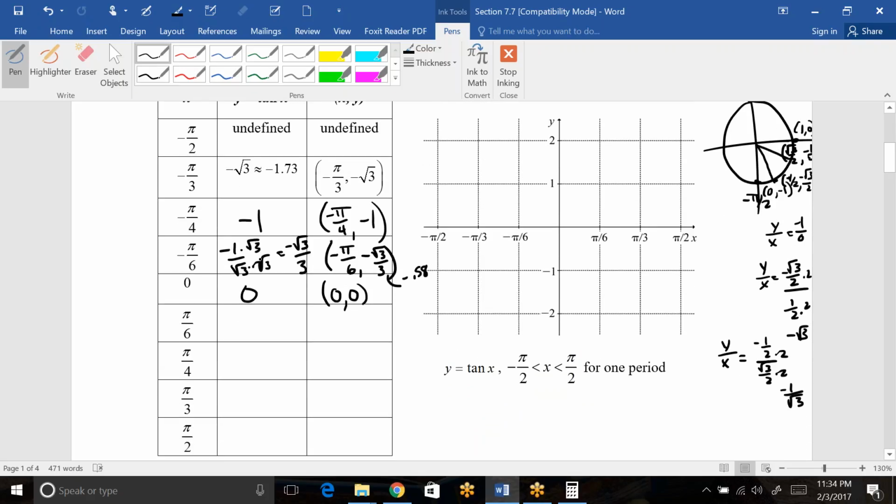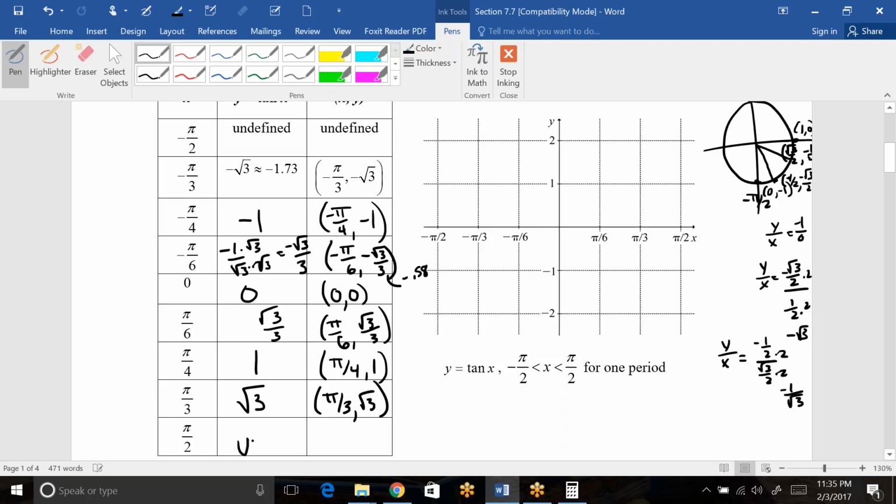Pi over 6 is going to be kind of a mirror image of negative pi over 6 because it's the same reference angle up here. The only difference is everything's positive. So this one's going to be positive square root of 3 over 3, or positive 0.58. Pi over 4 is the mirror image of this, again, because tangent, when you're dealing with the angles, is all based off of y over x, and the y and x are the same here except for their signs, as they were for negative pi over 4. So that's going to be 1, since it's in the first quadrant. And then pi over 3 will be the mirror image of this, but it'll be positive.